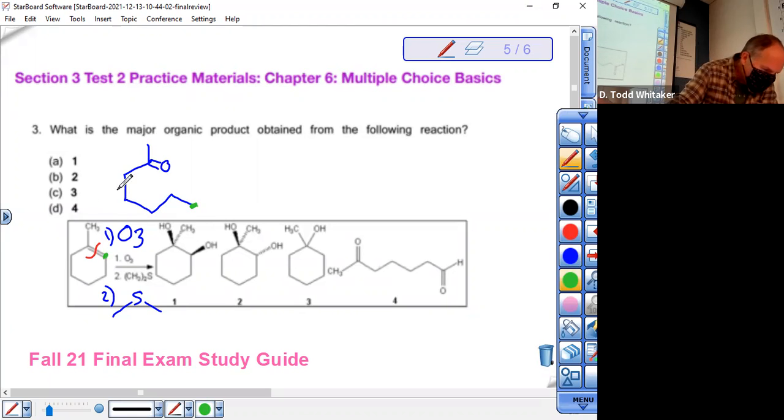Make sure. 1, 2, 3, 4. Then the dot. And it gets a double bond to O as well. And I'm looking at choice 4, aren't you? I hope so. 4 CH2s. 1, 2, 3, 4.